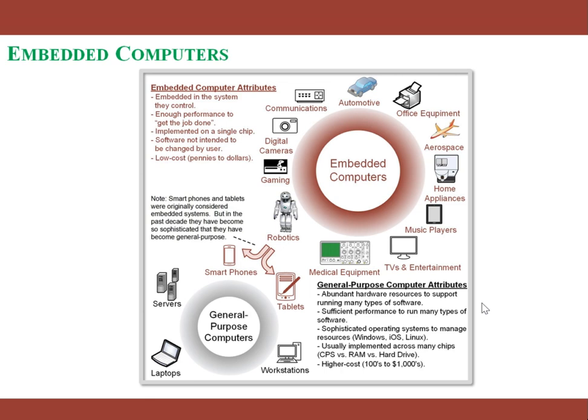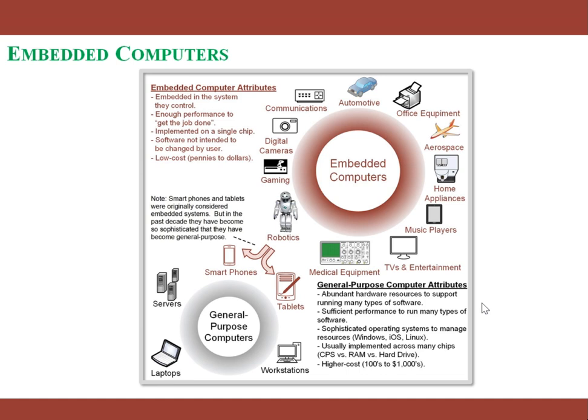General purpose computers have hardware resources to support running many types of software, sufficient performance to run many types of software, and sophisticated operating systems to manage resources, like Windows, iOS and Linux. They are usually implemented across many chips, CPUs versus RAM versus hard drive. They are of higher cost, ranging from $100 to $1,000.